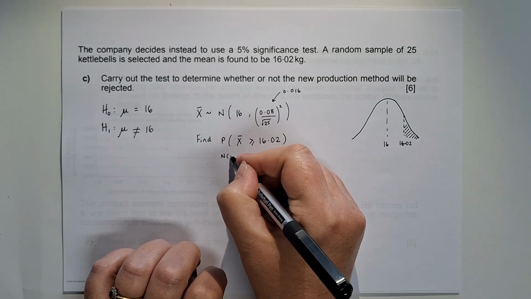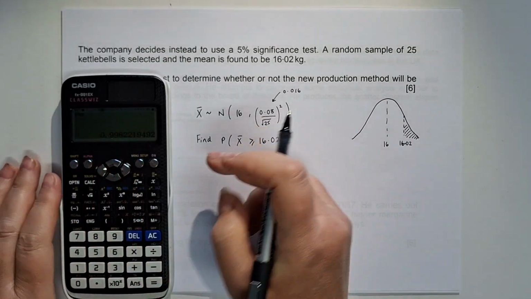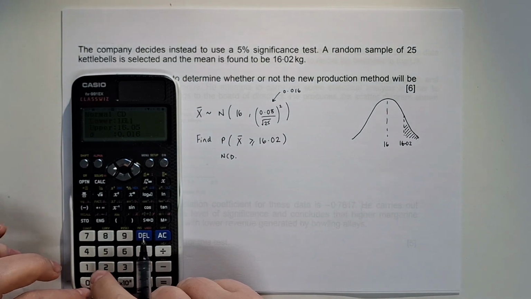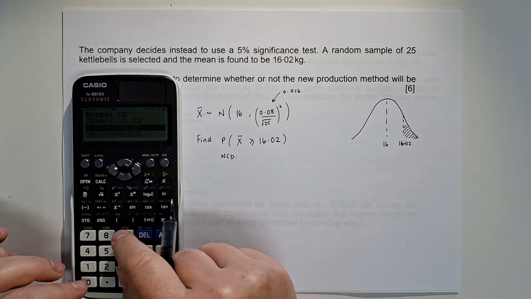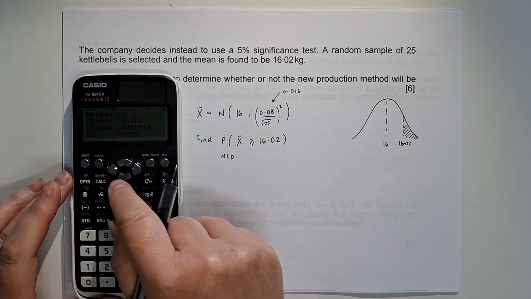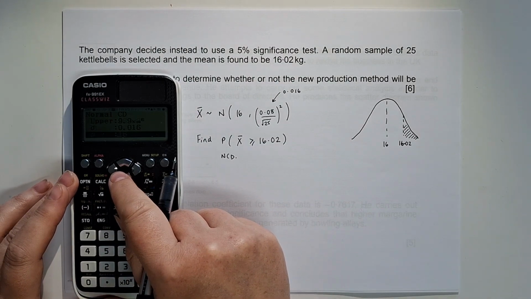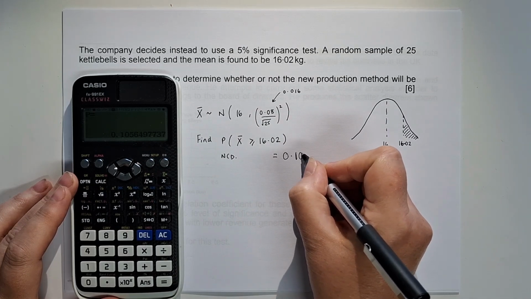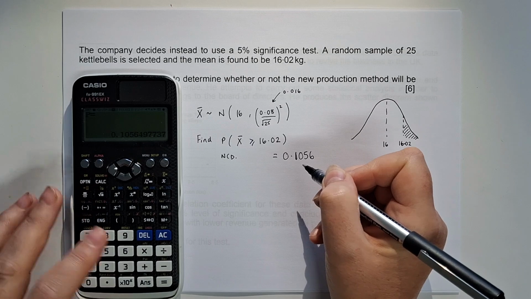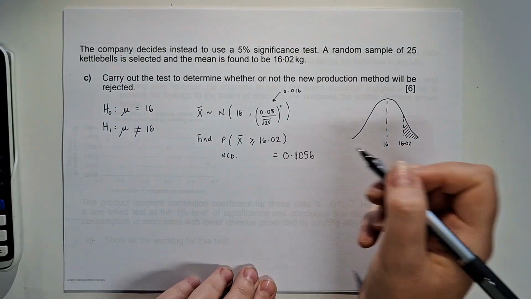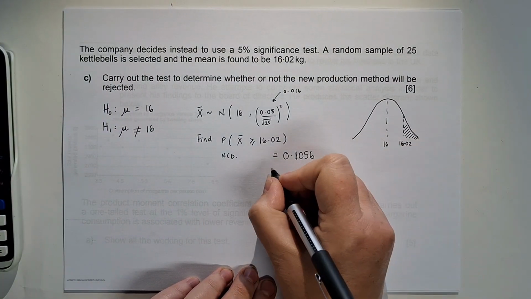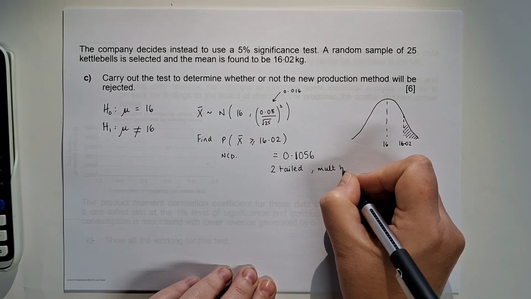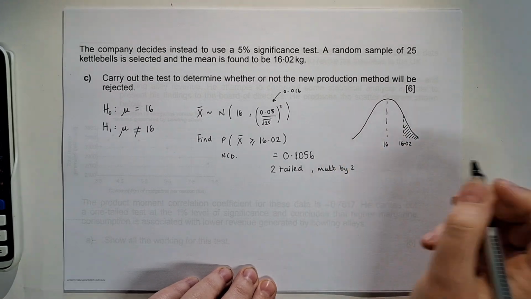Again, we just use NCD and we work out this probability. 16.02 is the lower, and we can just put in a big number for our upper. We've still got our sigma and we've still got our mu the same. That gives us 0.1056. Now, if this was a one-tailed test, that would be our p-value. Because it's two-tailed, we multiply this by 2 to count the symmetrical two tails.